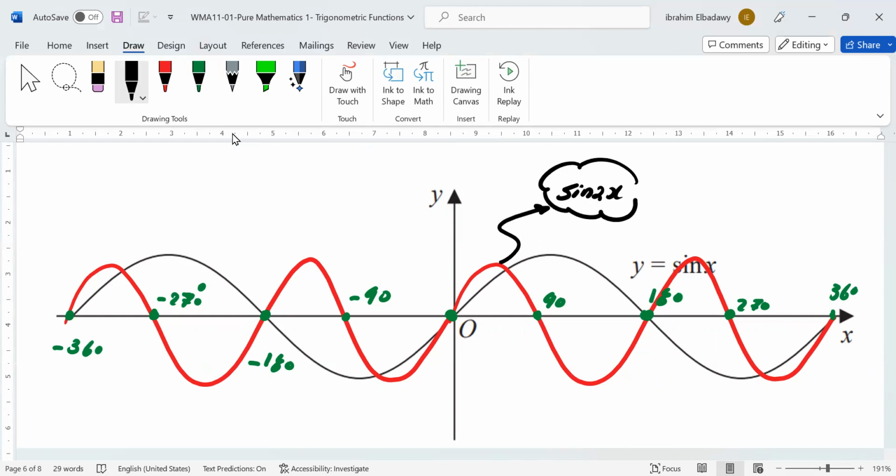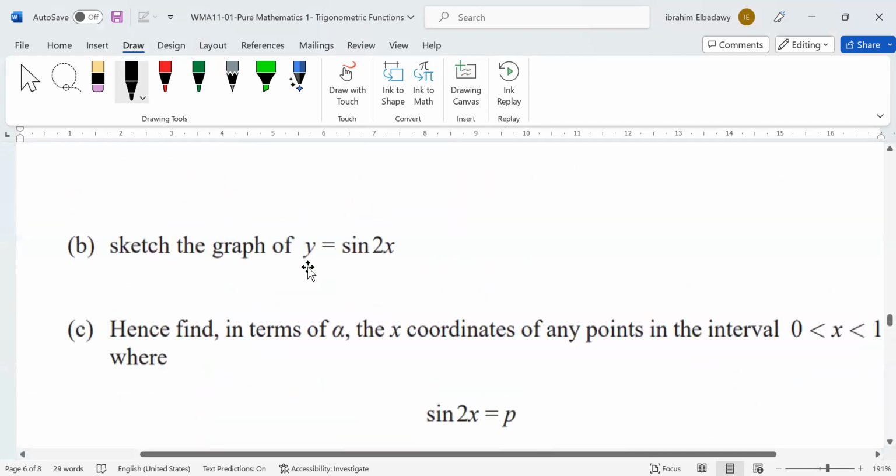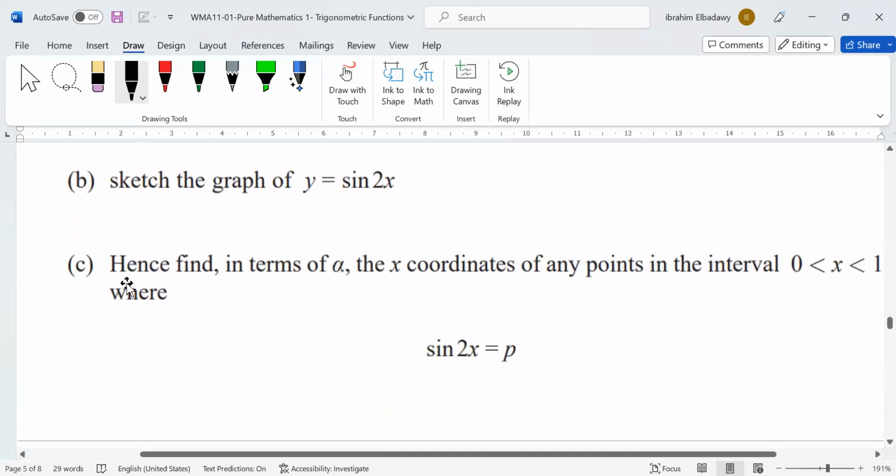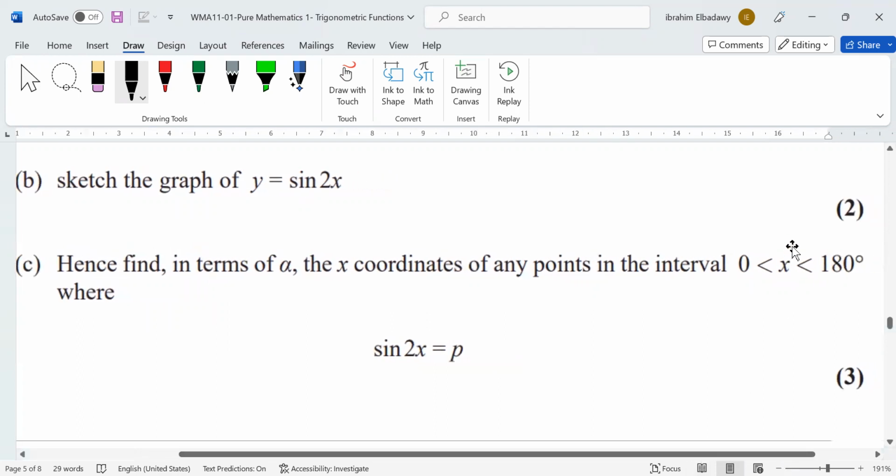Then the difference between sine x and sine 2x: for sine 2x, we divide the angle by 2. This is the difference between them. Okay, so we finished the sketch. Hence, find, in terms of alpha, the x coordinate of any point in the interval 0 to 180 where sine 2x equals b.